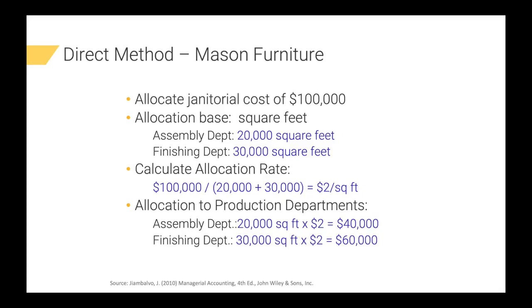Allocation to production departments. So now we allocate this to the production departments. The assembly department has 20,000 square feet times 2, which is $40,000. And the finishing department has 30,000 square feet times 2, which is $60,000.